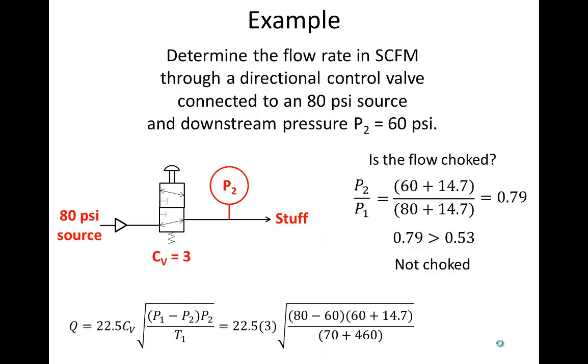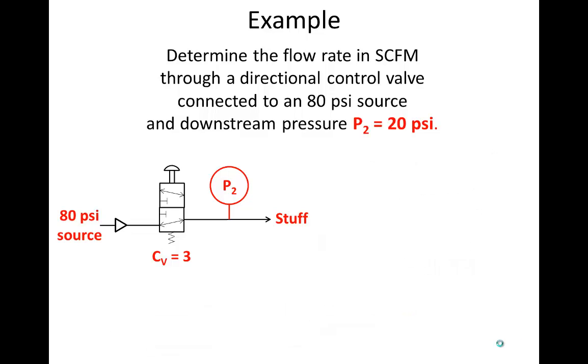And notice that we had to use an absolute pressure here for P2 and an absolute temperature here for T1, and we're just using room temperature. And we calculate that to be 113.3 standardized cubic feet per minute through that valve. What if in this example the pressure was decreased to 20 psi instead of 60 psi? Well, we'd go through the same steps.